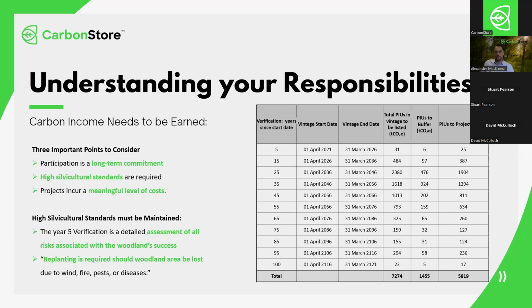High silvicultural standards must therefore be maintained on projects seeking to generate carbon-related income, and there is an added layer of risk when receiving carbon income. Seeking proper management from a professional company such as Tillhill will mitigate this risk significantly.